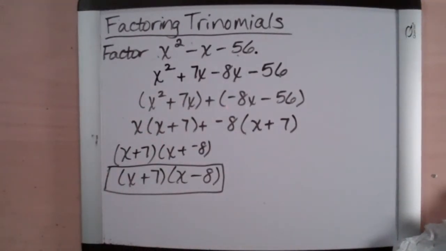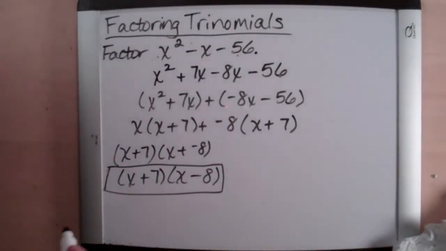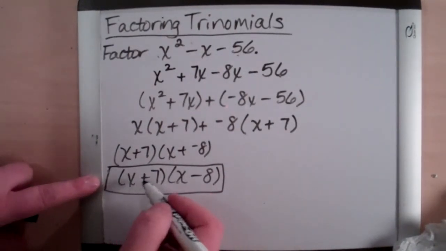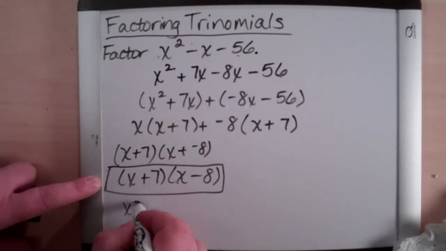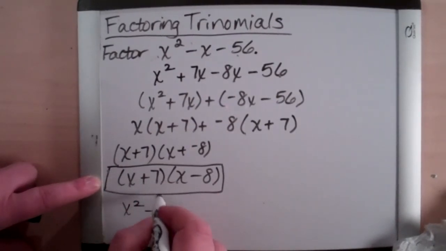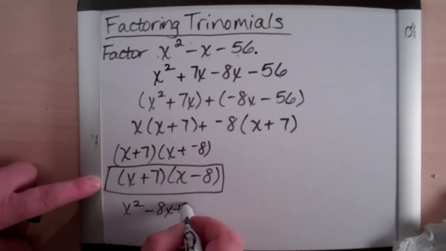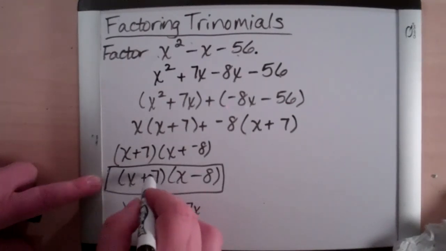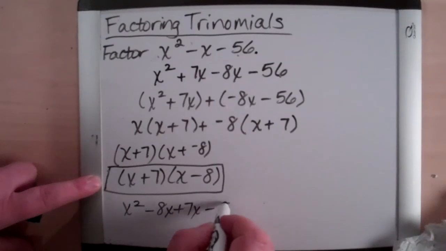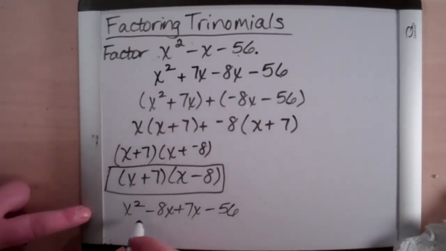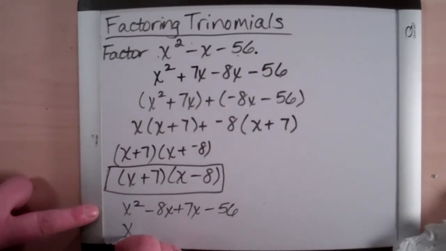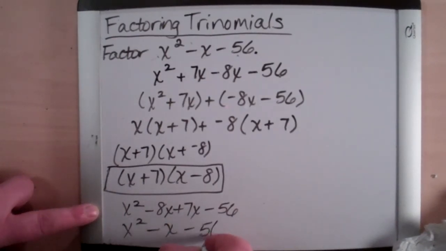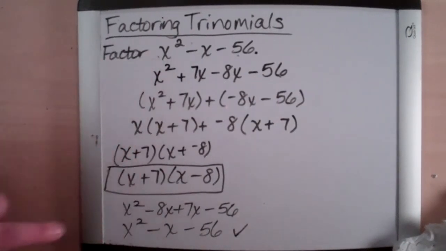And if I want to check and make sure that I'm right, I can remultiply. X times x gives me x squared. X times negative 8 gives me negative 8x. 7 times x gives me positive 7x. Positive 7 times negative 8 is going to give me negative 56. When I combine the middle terms, I have x squared minus x minus 56. So my remultiplication checks. It matches the original expression.